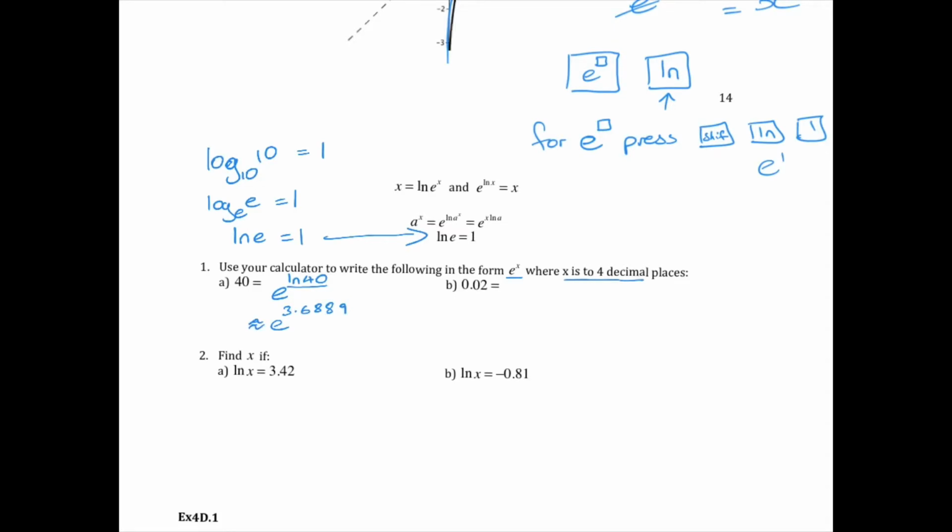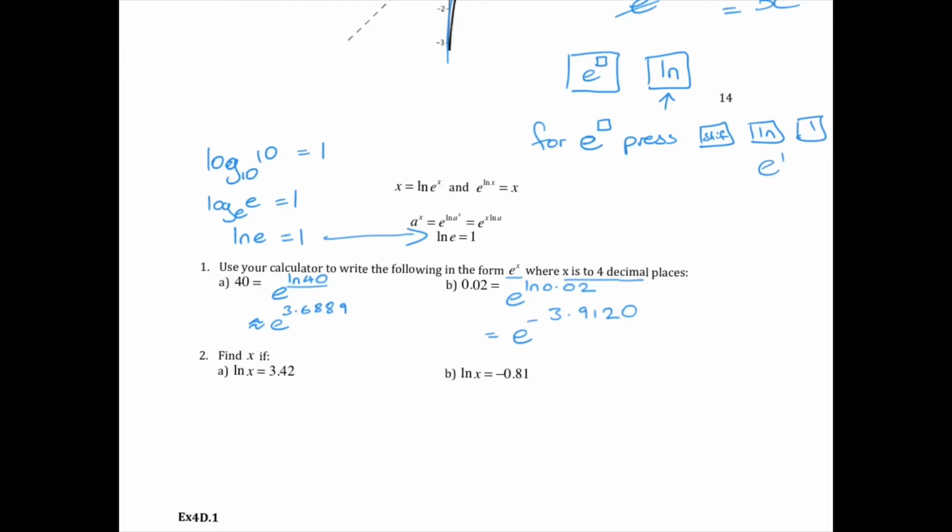How would I do the similar thing for 0.02? What's the first step? E to the ln 0.02. And so what do I then put in my calculator? Because ln 0.02 is? Negative 3.912. Oh, is that right? Does anyone agree? Great, and it's a negative, and that's absolutely correct.